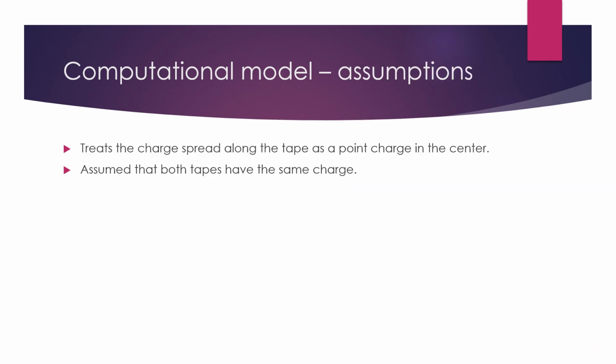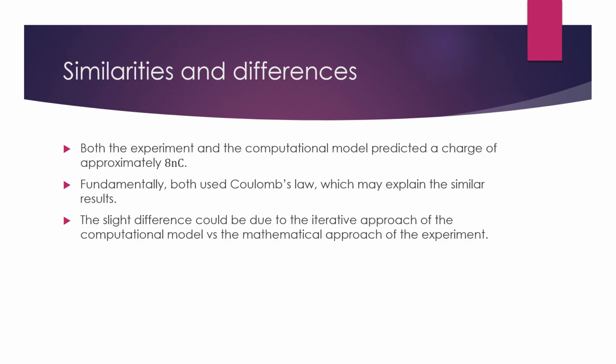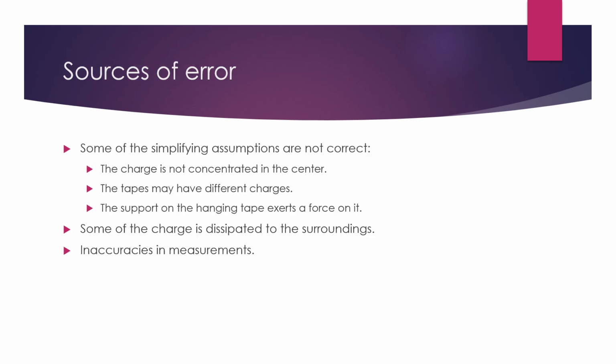Some of the assumptions made by the computational model are that it treats the charge spread along the tape as a point charge in the center of the tape. It also assumes both tapes have the same charge, which may not necessarily be the case. A similarity between the experiment and the computational model is that they both predicted a charge of approximately 8 nanocoulombs. This is likely because they both use Coulomb's law as the underlying physics principle. The slight difference in the results could be due to the iterative approach of the computational model, which contrasts the mathematical approach of the experiment.